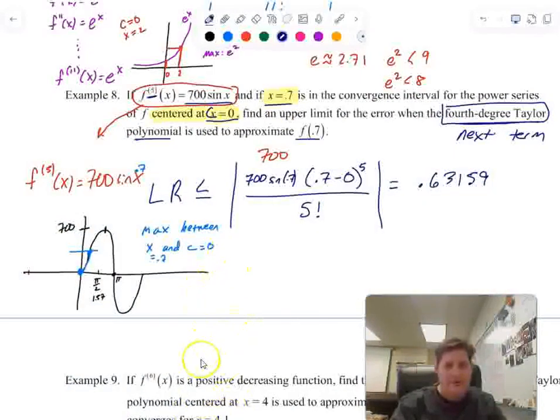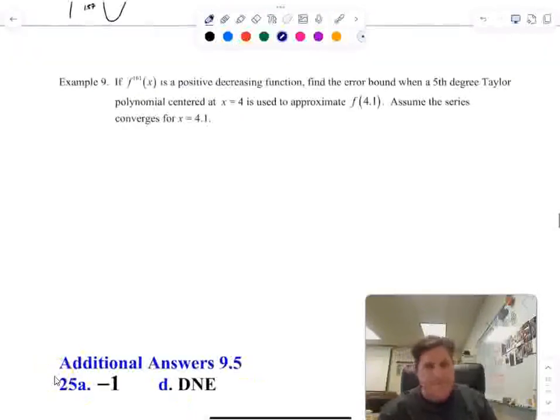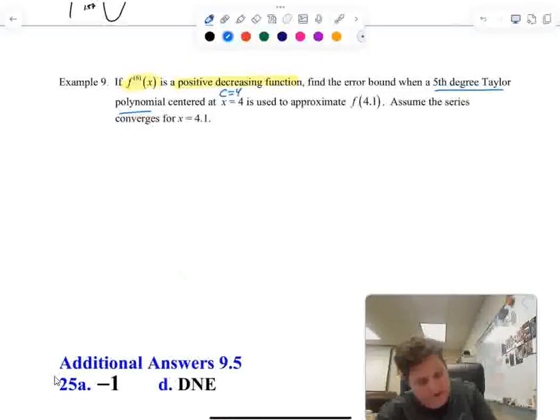All right. Okay, let's look at one more example here. Okay, so here's our last example. The sixth derivative is a positive decreasing function. Find the error bound when a fifth degree polynomial centered at 4 is used to approximate 1. Assume the series converges at 4.1. X is 4.1.